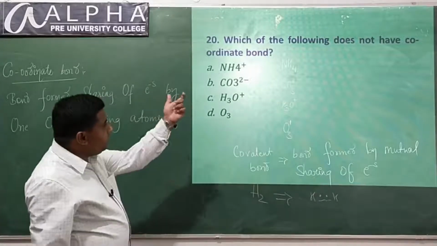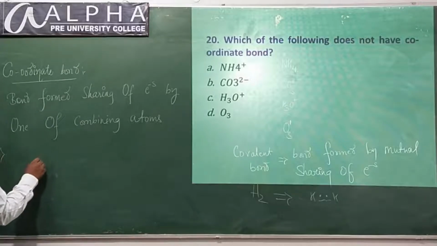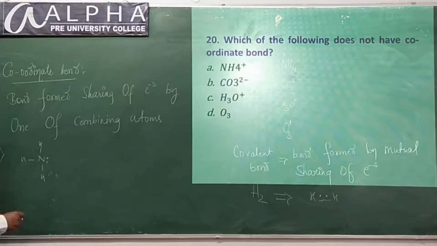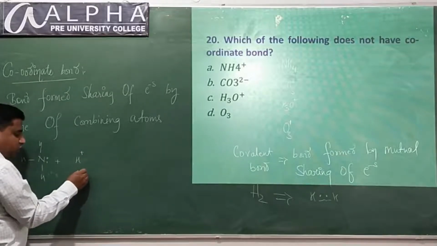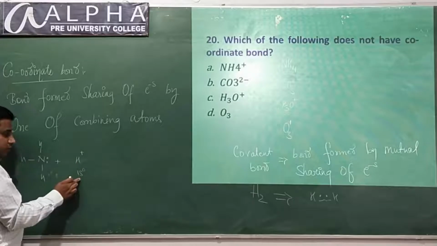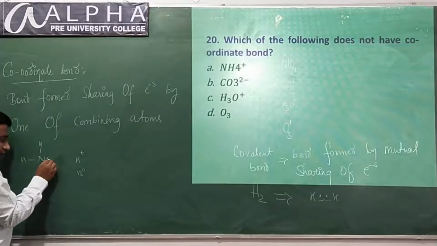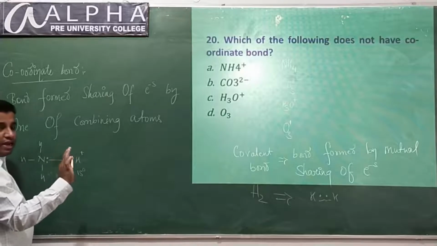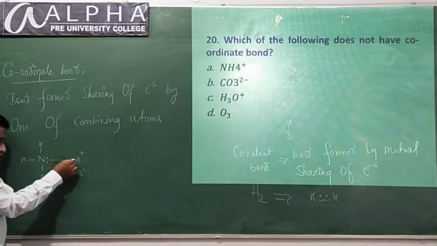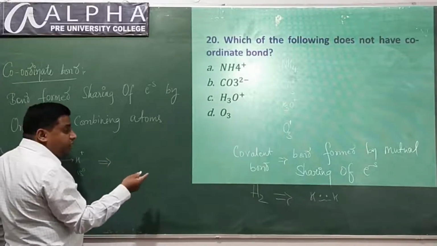For example, if I consider the ammonium ion, see how it is formed. Option A. We know nitrogen has a lone pair of electrons, and it combines with H plus. Hydrogen has a vacant orbital. So nitrogen will share the lone pair of electrons with hydrogen. Hydrogen will not share the electrons. Only the nitrogen will share the electrons.